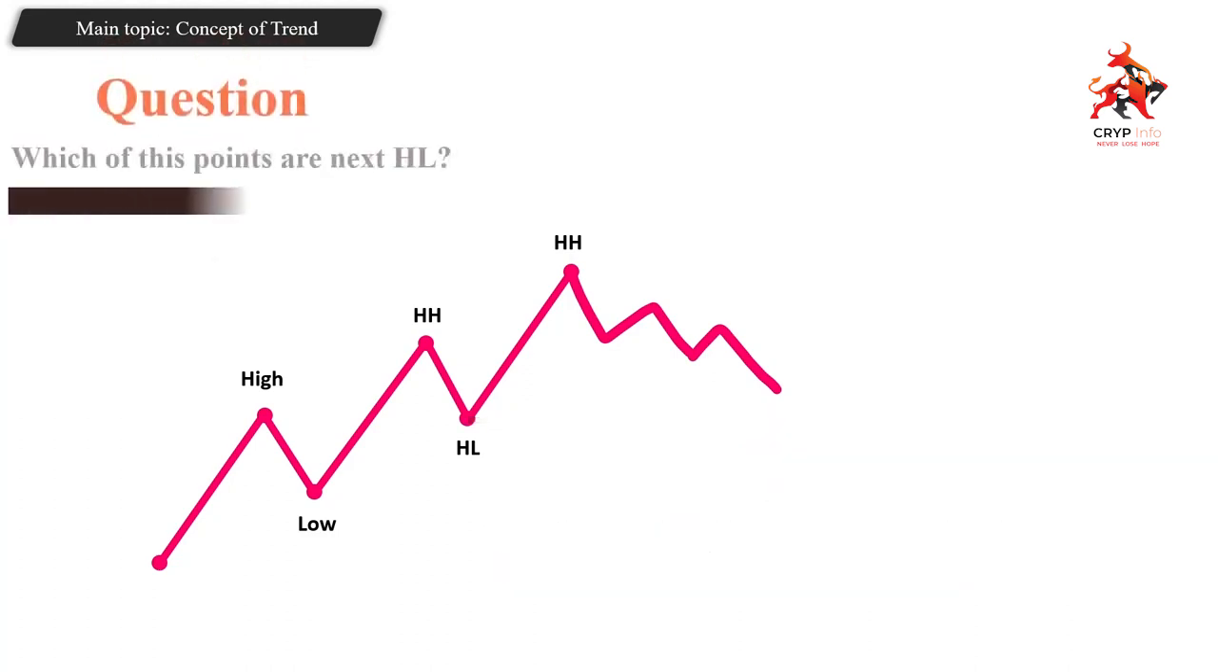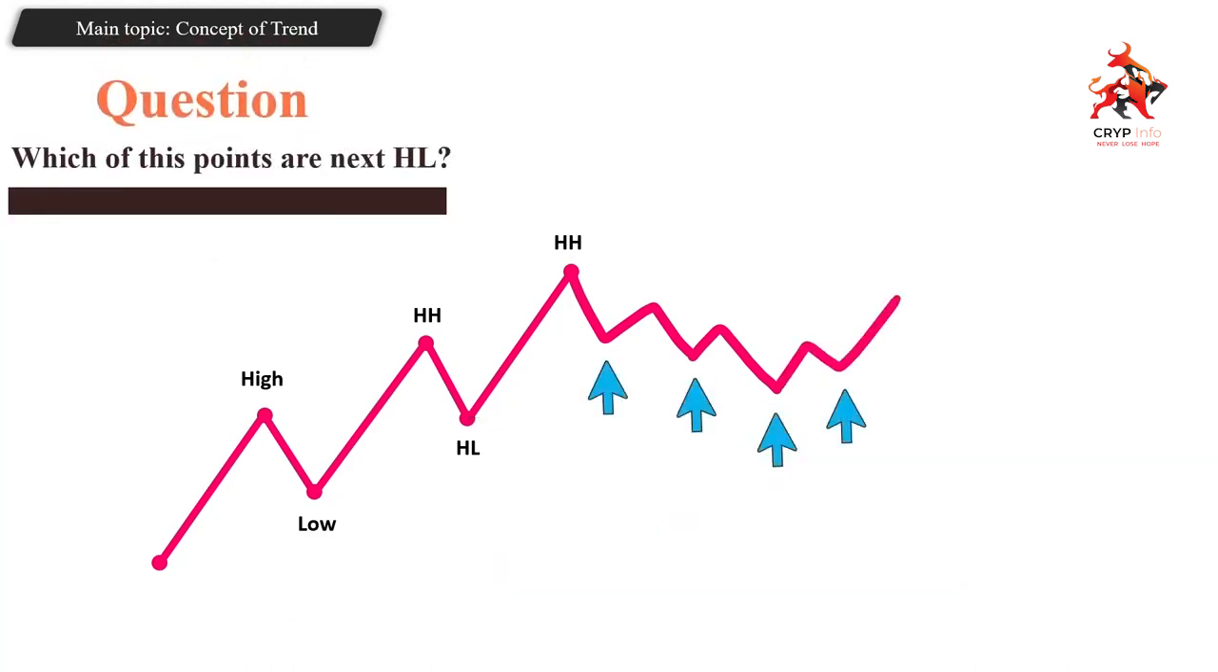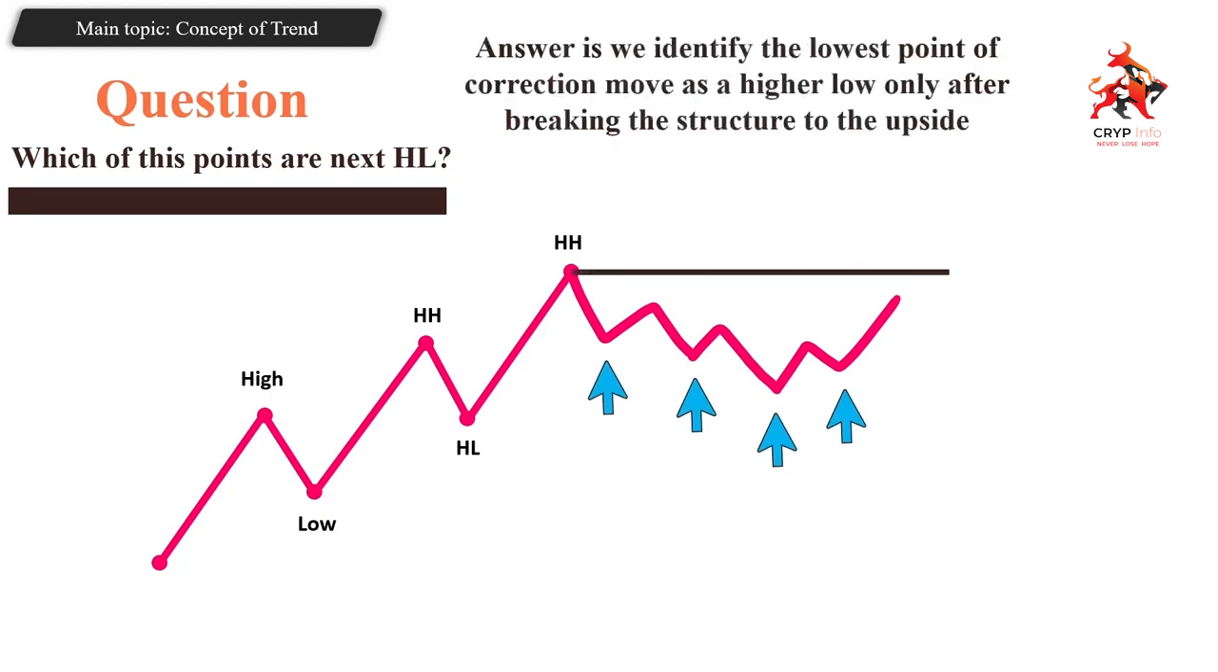So here is another question. Which of these lows is the higher low we are looking for? So the answer is, we identify the lowest point of correction move as a higher low, only after breaking the structure to the upside. So, in this case, here is our lower high, and breaking it to the downside can signal a possible trend change. Remember, the same thing applies to the downtrend.